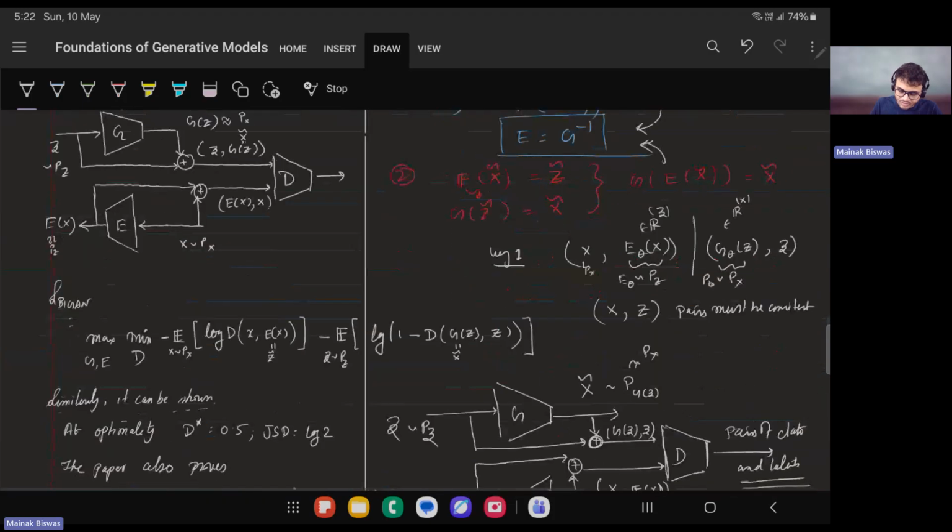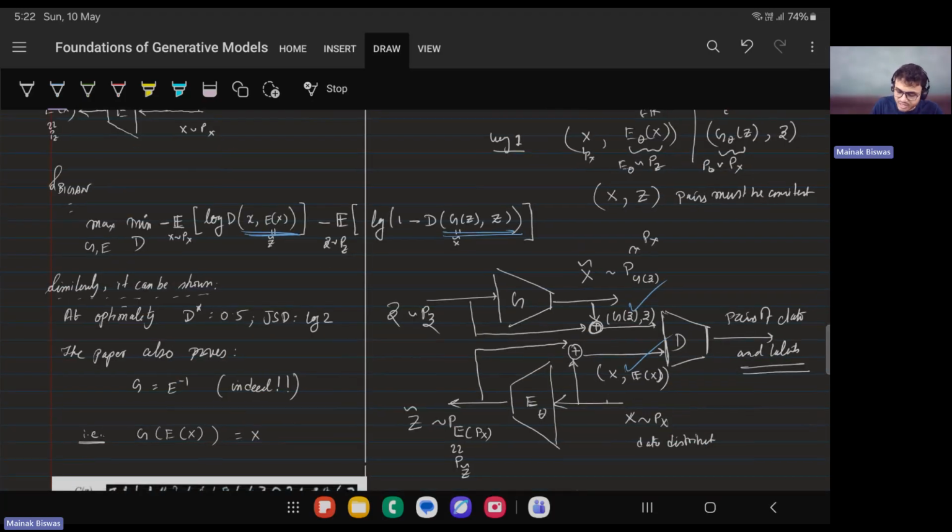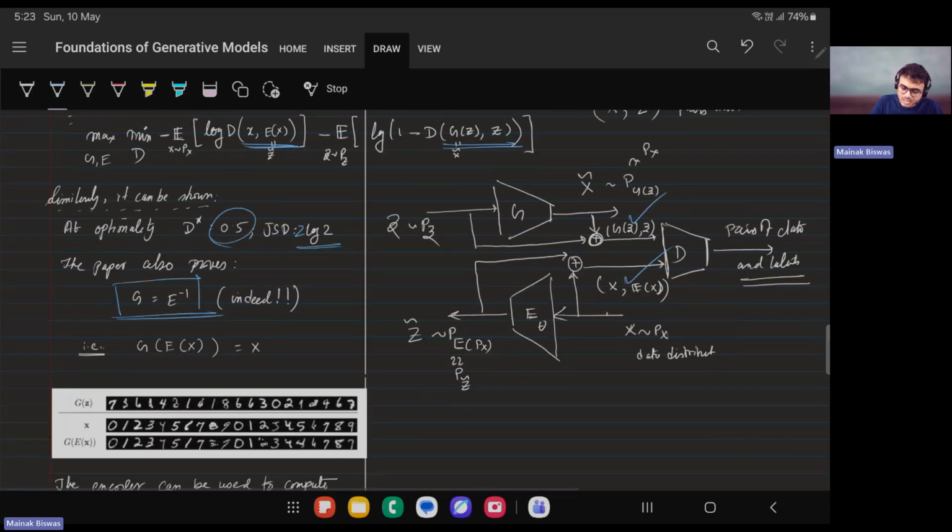And clearly you can see the architecture: this discriminator takes in the value of E of X and X, and G of Z and Z. This is exactly what I'm trying to do. The discriminator predicts between these two. And it can be shown that again at optimality, Jensen-Shannon divergence is 2 log 2 and D star is 0.5. And once you have D star equal to 0.5, it can also be shown that G indeed gives me E star.